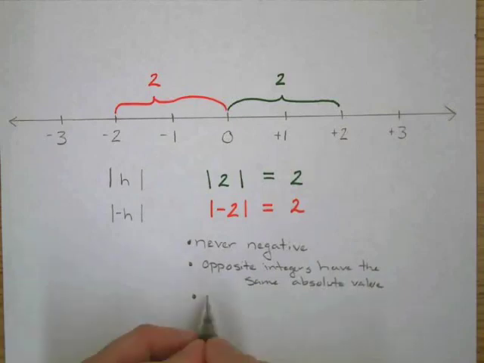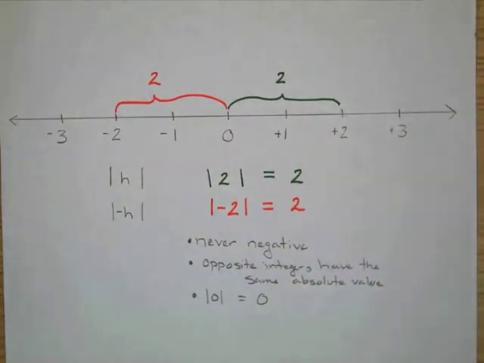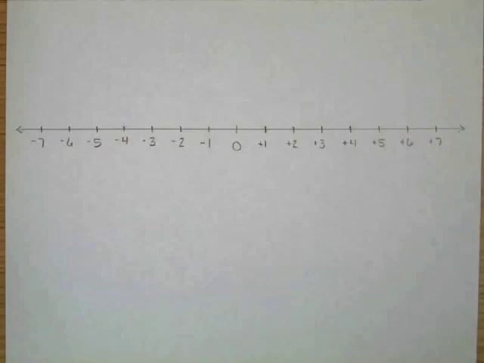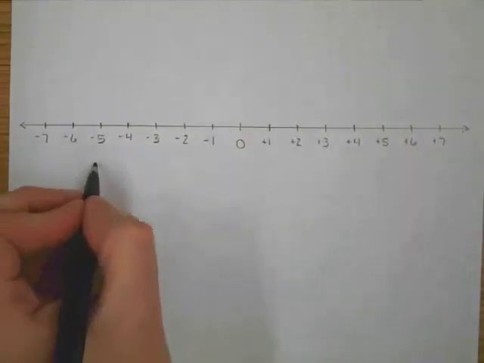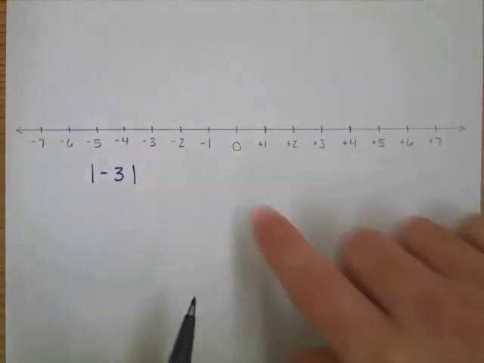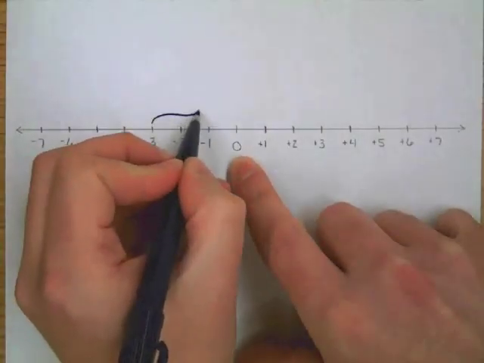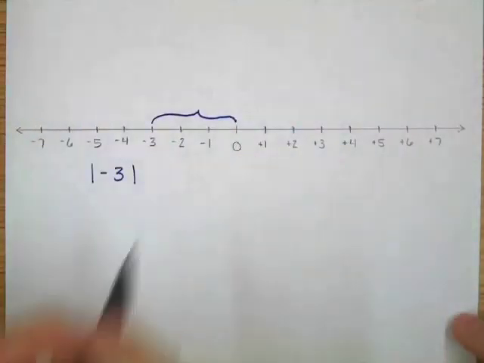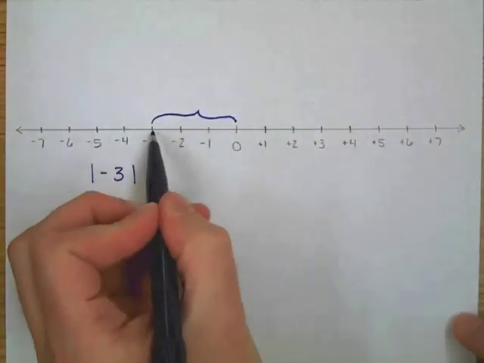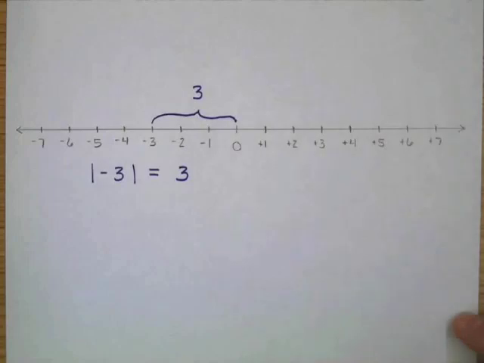Finally, one last thing that you want to remember is the absolute value of 0 is 0. So let's take a look at an example here. Let's say we have our number line here, and we want to find the absolute value of negative 3. So I'm going to find 0, I'm going to find negative 3, and the absolute value is that distance there. And that distance is 1 away, 2 away, and 3 away from 0. So our absolute value of negative 3 is 3.